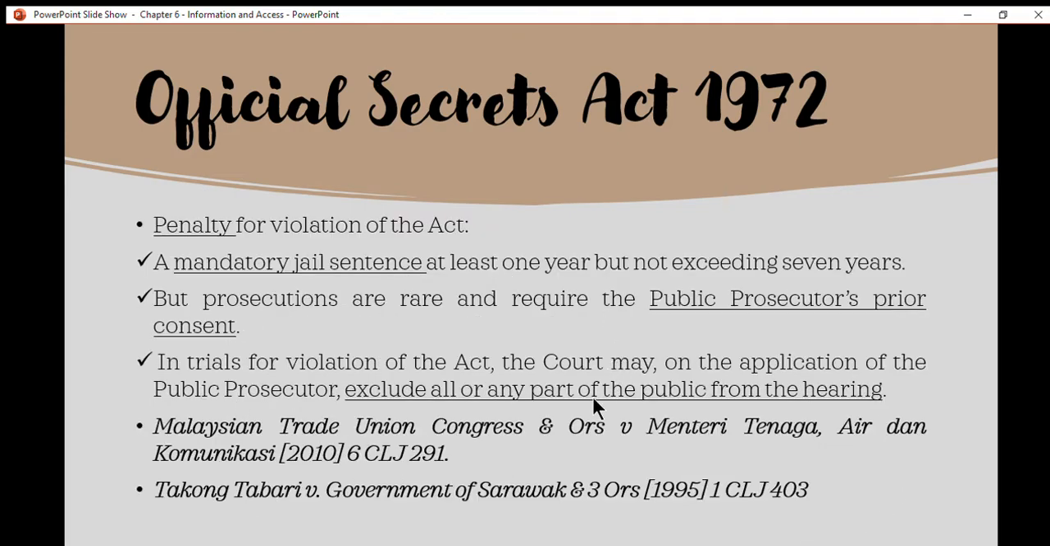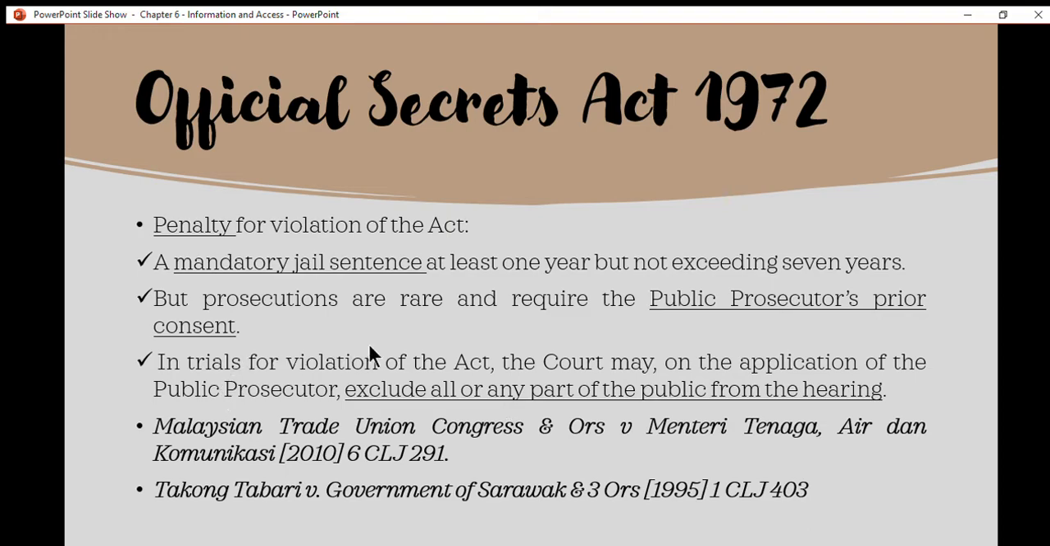What if the public officer breaches the provisions in this act? There are a few penalties given to the accused. First, a mandatory jail sentence of at least 1 year, but not exceeding 7 years. But take note, the prosecutions are rare and require the public prosecutor's prior consent. So in order to prosecute the wrongdoer here, we need to get consent from the public prosecutor.